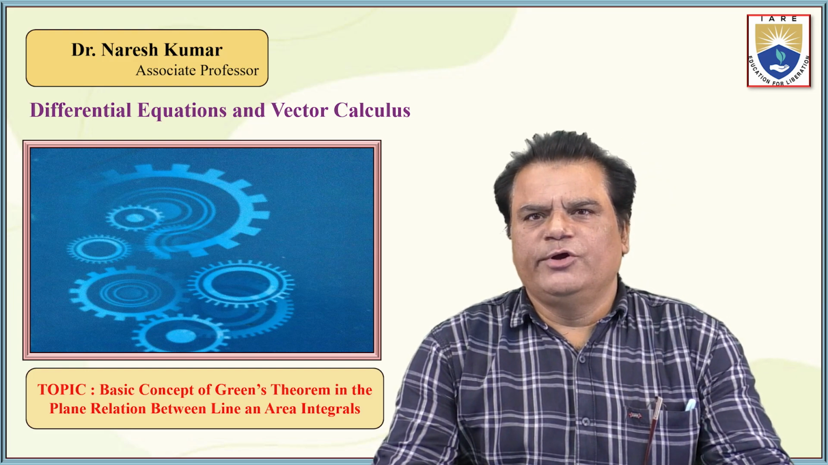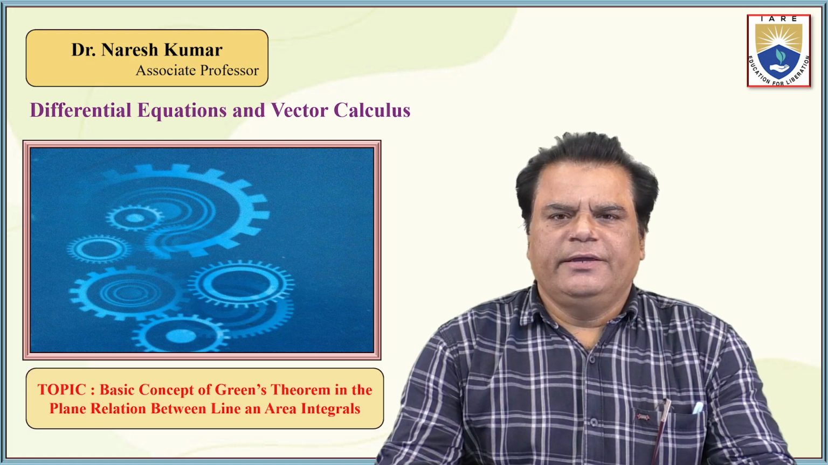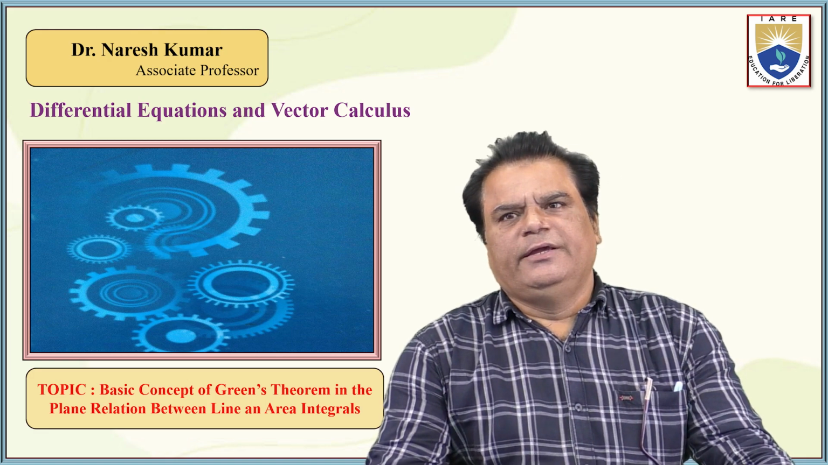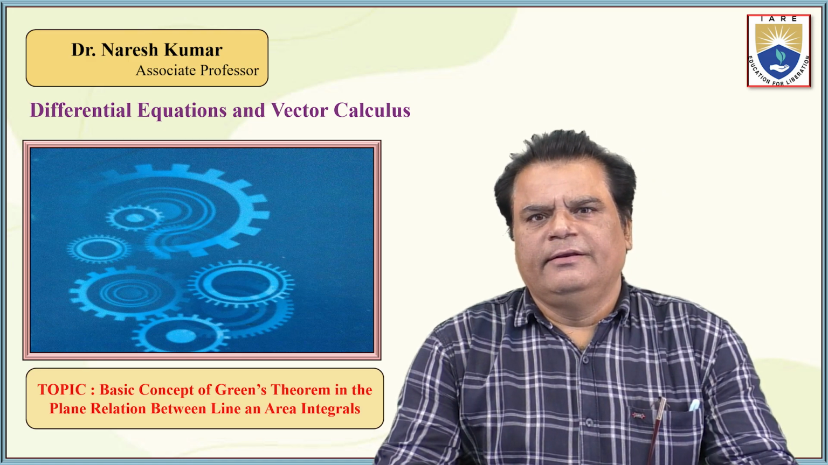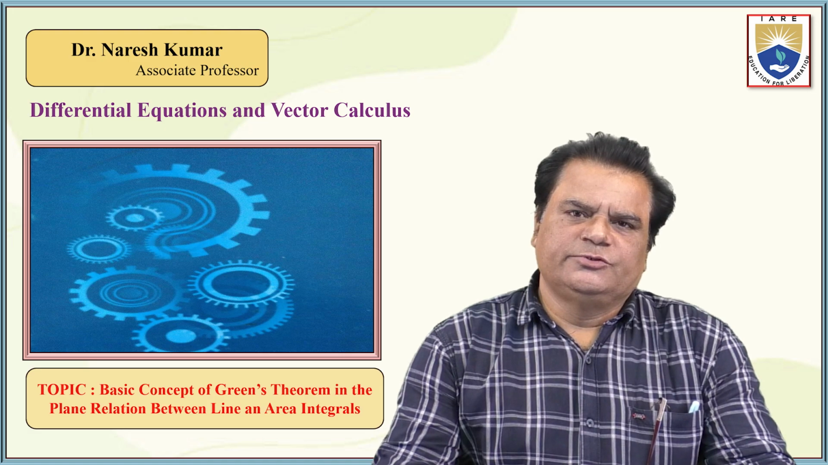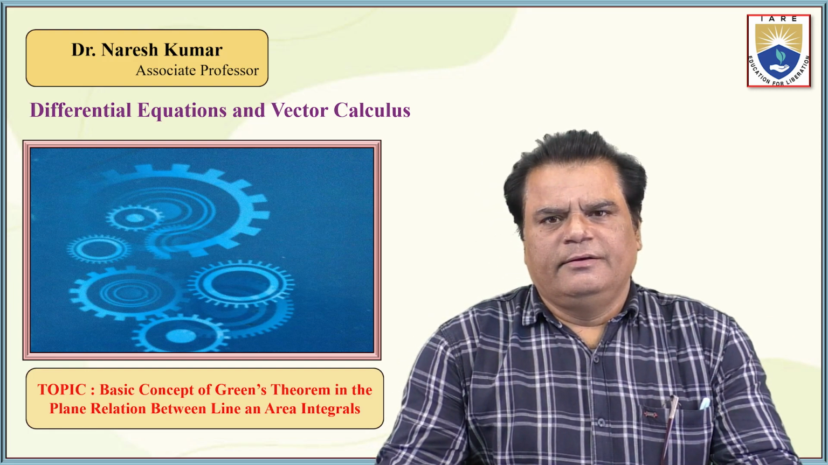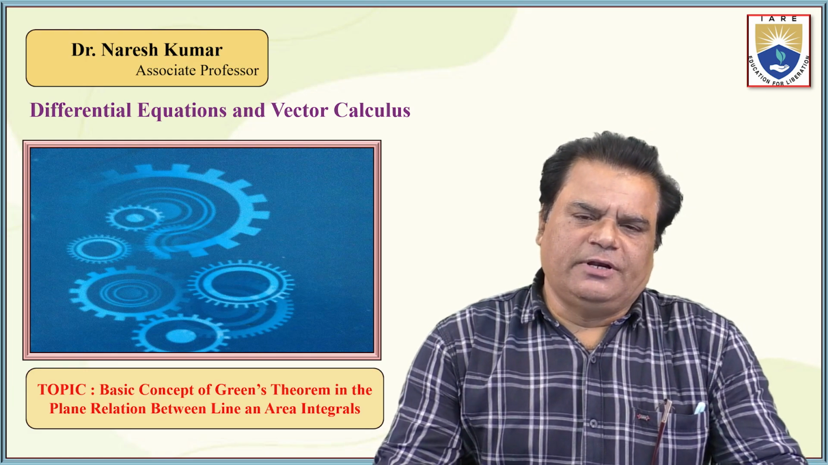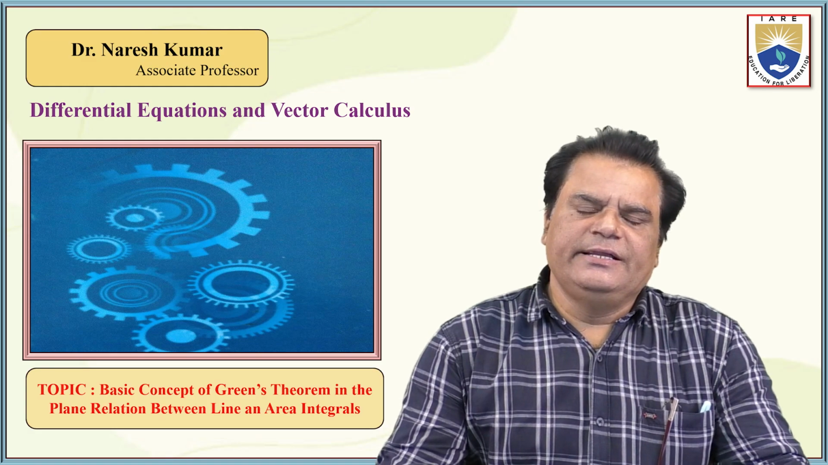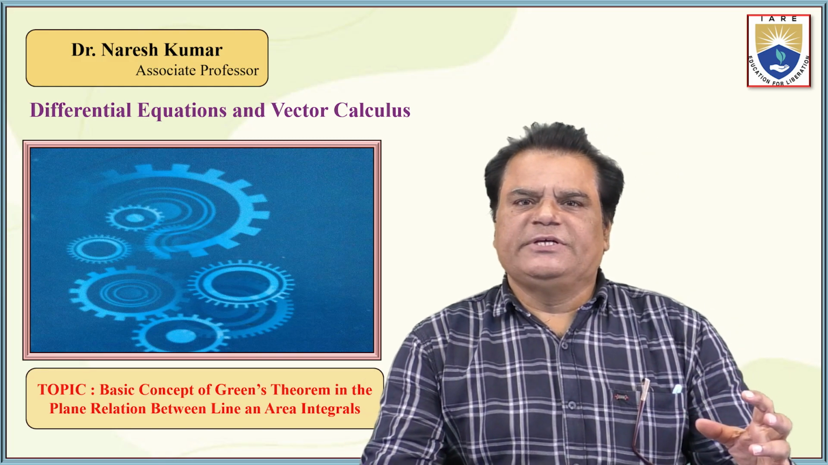Today, in this lecture, I am going to discuss a basic concept of Green Theorem, and how we can apply Green Theorem in our problem in the plane. Basically, in Green Theorem, we discuss a relation between line integral and area integral. I want to tell you how we can see the line integral equal to the area integral. One side is a line integral, the other side is an area integral. But how is it possible that line integral is equal to area integral? This concept is given by the Green Theorem.